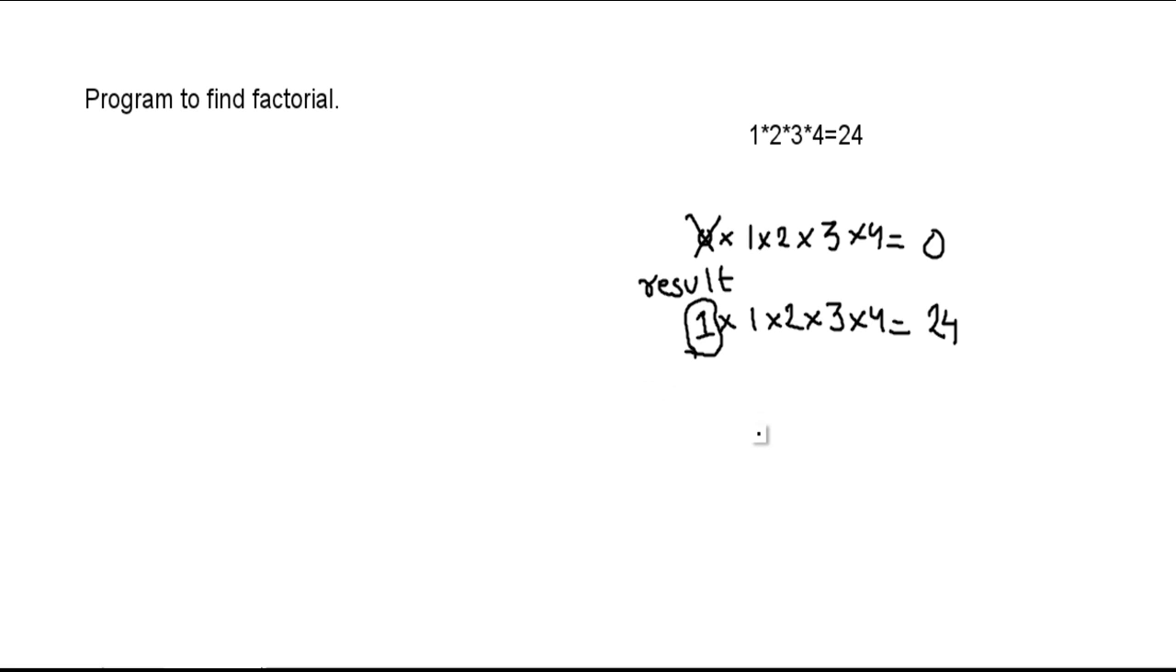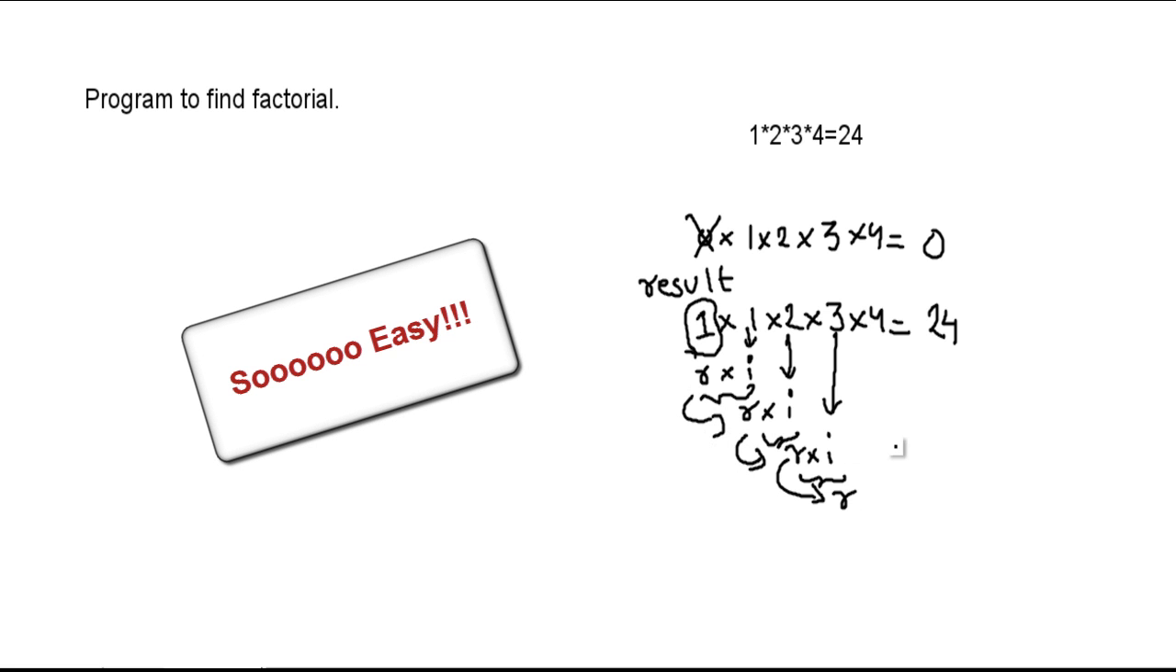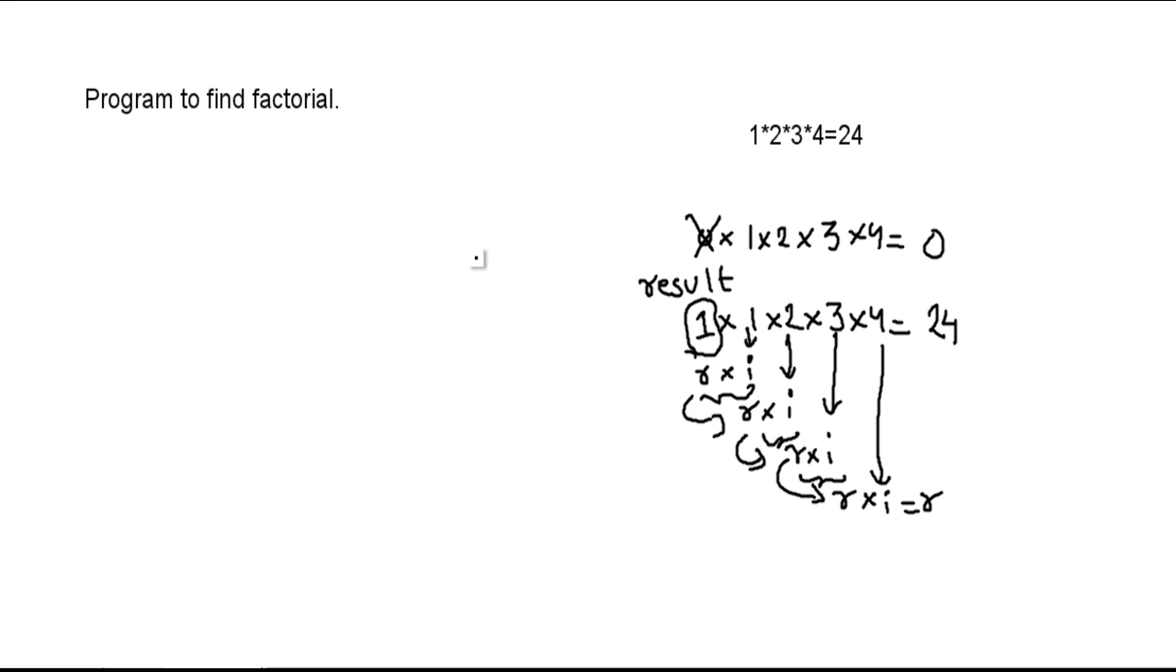Okay, case solved. What will be the common logic? Let's say R for result. R multiplied by current I gives you new R, multiplied by current I gives you new R, multiplied by again current I gives you new R. So I'll store this value in R, I'll store this value in R, and finally you'll get R multiplied by current I equals final R. All other steps will remain the same.